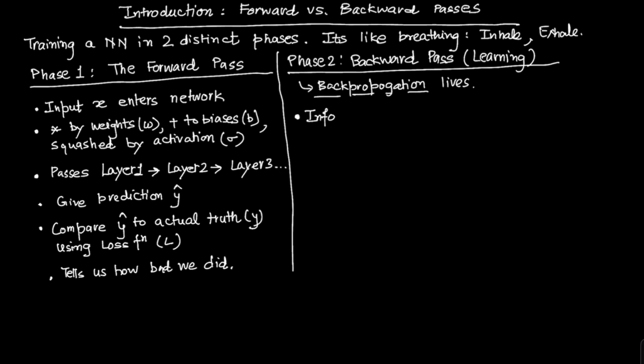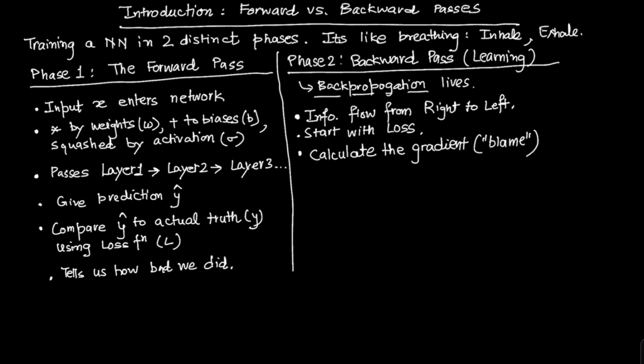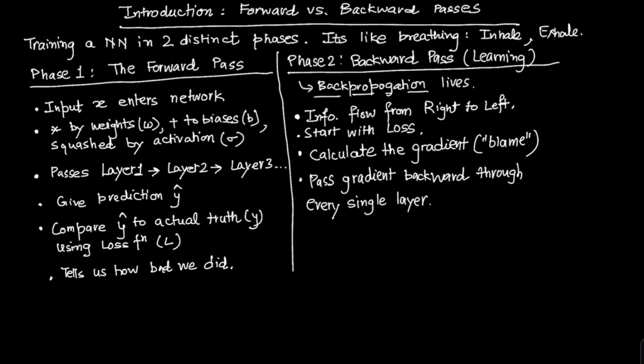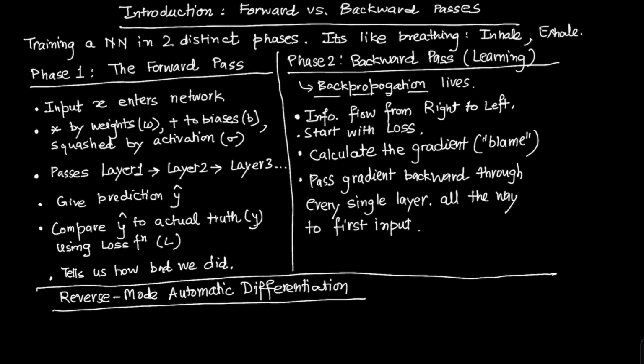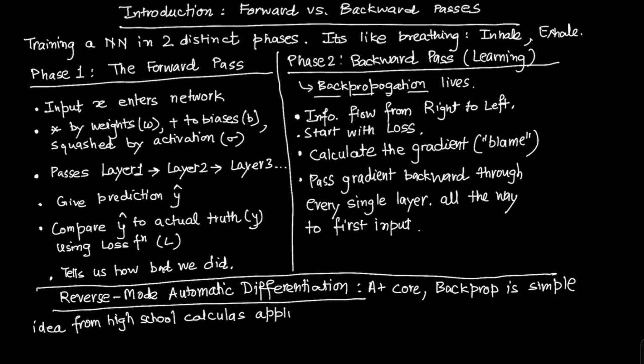Information flows from right to left. We start with the loss, we calculate the gradient or the blame, and we pass this gradient back through every single layer all the way to the first input. Technically, computer scientists call this reverse mode automatic differentiation. That sounds terrifying, right? But don't let the fancy name scare you, because at its core, backprop is just one simple idea from high school calculus applied over and over again, the chain rule.